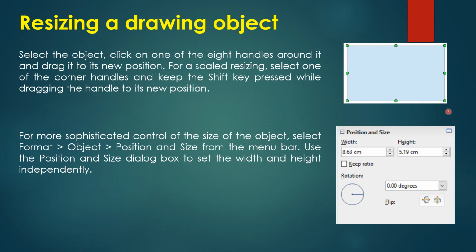For more sophisticated control of the size of an object, select the Format menu, then click on the Object option. There you will find the Position and Size option. Click on this option. When you click on this, the Position and Size dialog box will appear. Then you can use the Position and Size dialog box to set the width and height independently.